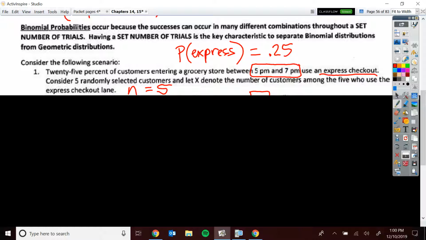We're going to talk about this situation where we have the express checkout lane at the grocery store. It's 5 to 7 p.m., coming home from work, forgot cheese for the tacos or whatever. You've got to pick up just a couple things, so you're going to go through the express checkout lane.